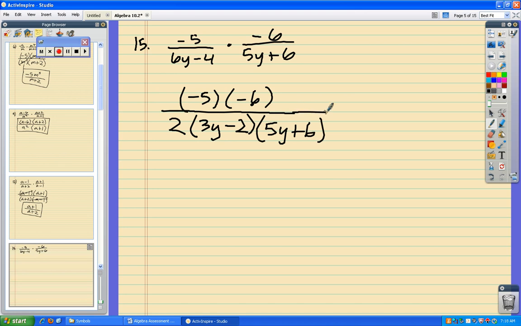Okay, now that we have it completely factored, we can cancel out 2 and the negative 6. This becomes a 1. This becomes negative 3. Okay, there's nothing left to cancel. Hopefully you're not canceling the 3 and the 3 or the 5 and the 5 because you cannot cancel parts of factors. We're just going to multiply. The top is 15. The bottom is 3y minus 2 and 5y plus 6.